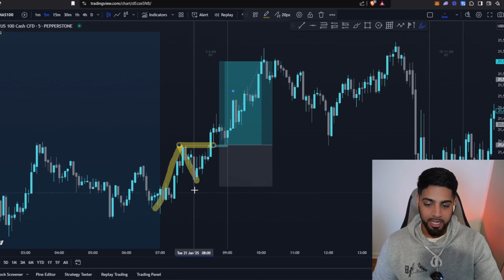We're just identifying what structure is doing before 8 o'clock. And as we can see, we put in a higher high and a higher low right here. So then what we do is we identify that with a nice line like this and a line right here. Then we're going to wait for either side of those to break.